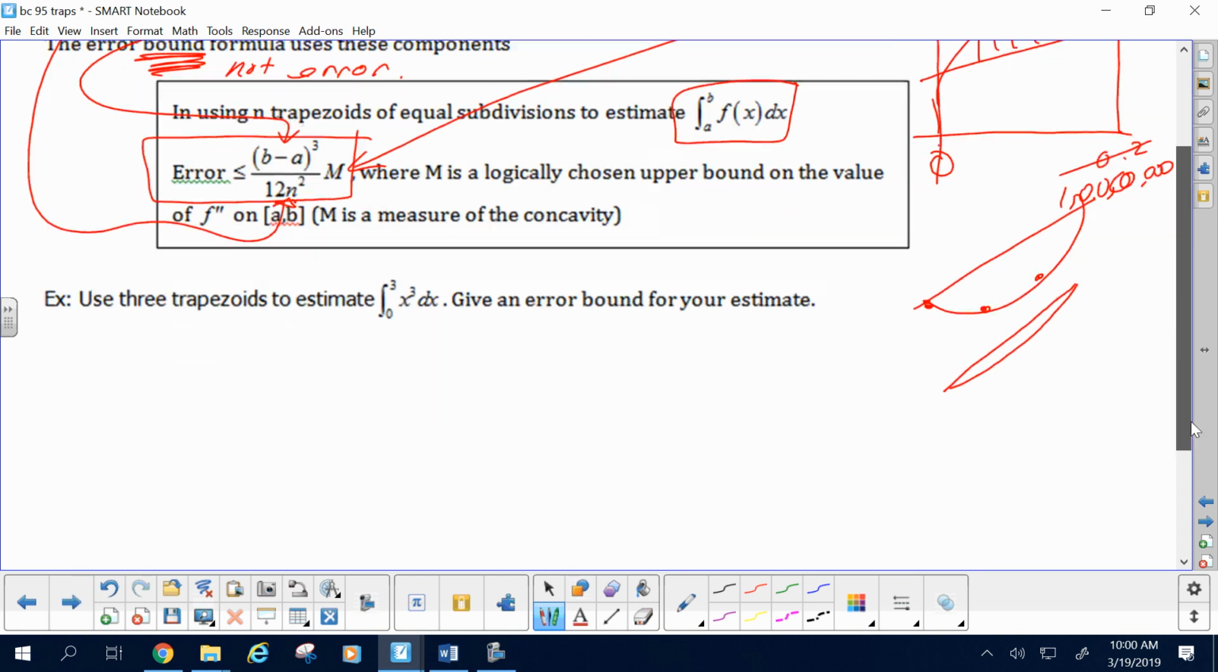Let's take a look at this here. So if I said use three trapezoids, and we'll go equal subdivisions to estimate this, that's old. We did that yesterday. But then we'll find the error bound for this, all right? So if you would, crank out the estimate first, and then we'll do the error bound together.